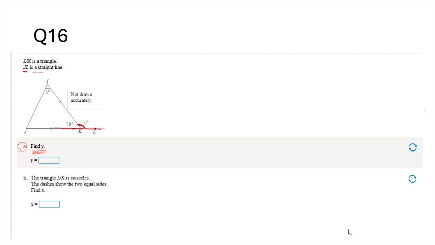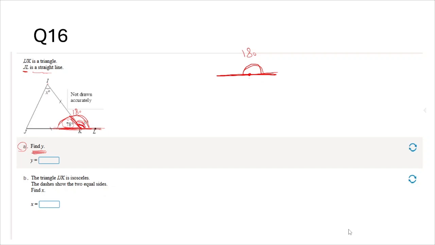He mentioned here that GK is a straight line. What is the measurement of the angle for a straight line? As I mentioned before, if I have a straight line, the measurement of the angle on the straight line is 180. The same thing here: this is a straight line, so the angle from this end point is 180, and this value is 78. So we need to get this value.